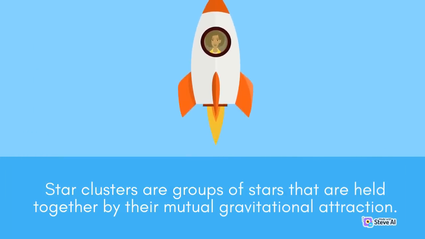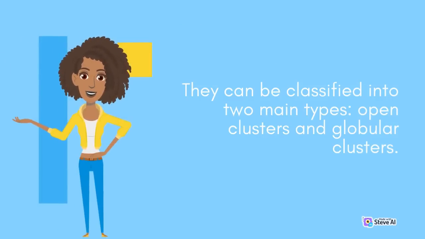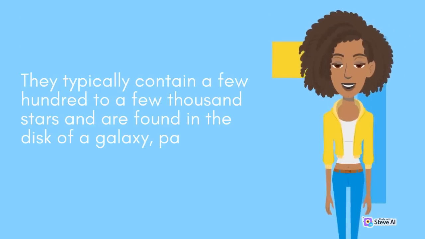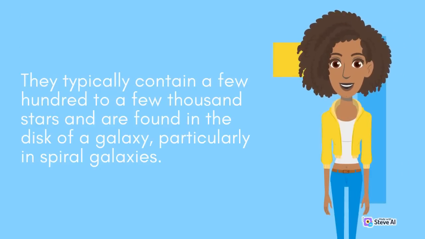Star clusters are groups of stars that are held together by their mutual gravitational attraction. They can be classified into two main types: open clusters and globular clusters. Open clusters, also known as galactic clusters, are groups of young stars that are relatively loosely bound together. They typically contain a few hundred to a few thousand stars and are found in the disk of a galaxy, particularly in spiral galaxies.